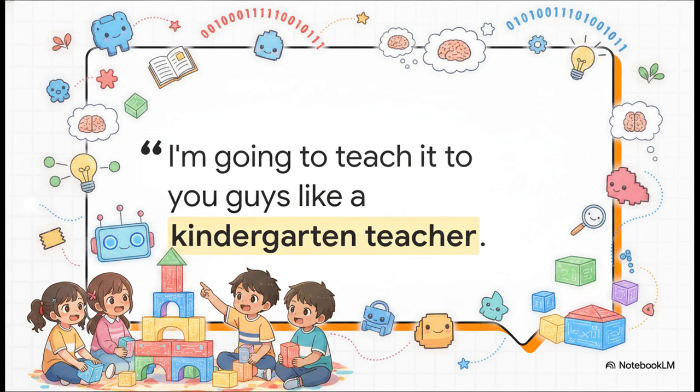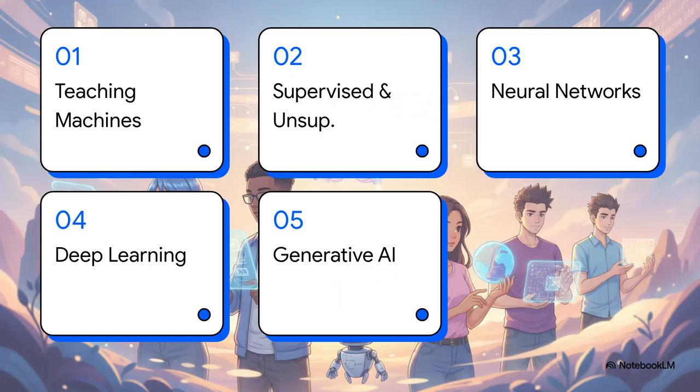It takes these massive, super intimidating technical concepts and just treats them like simple building blocks. And by using this unique mental model, understanding how machines think isn't magic at all. It actually becomes incredibly intuitive. So here is our curriculum for today's AI kindergarten class. First, teaching machines like kindergartners. Second, supervised versus unsupervised learning. Third, brain-inspired neural networks. Fourth, deep learning gets complicated. And finally, generative AI and creating the future.